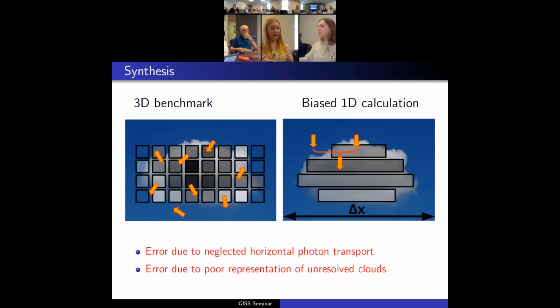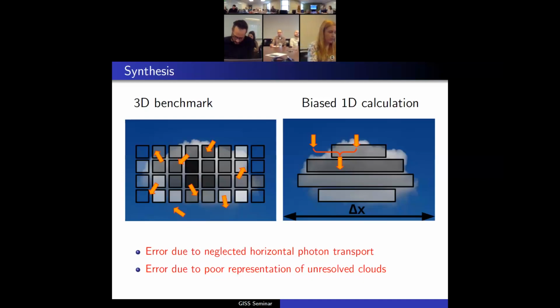The relative contribution of these two error sources obviously depends very much on the grid spacing, on this delta X. In global climate models with very large grid spacings, the poor representation of unresolved clouds would be the dominant error source. But as you decrease the grid spacing down to the scale of global NWP models or regional NWP models, clouds get better and better resolved. When I started my PhD, it was not clear which of these two error sources is dominant at the scale of regional models.